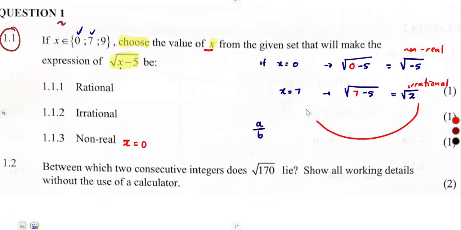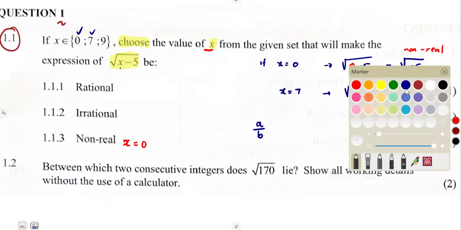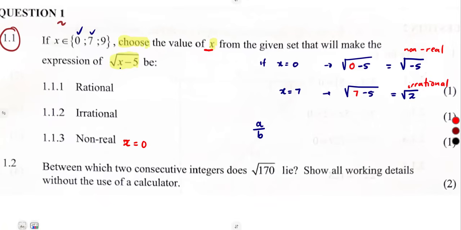So it is obtained from x is equal to 7. So when x is equal to 7, the answer is going to be irrational. So that is this one, irrational for x is equal to 7.